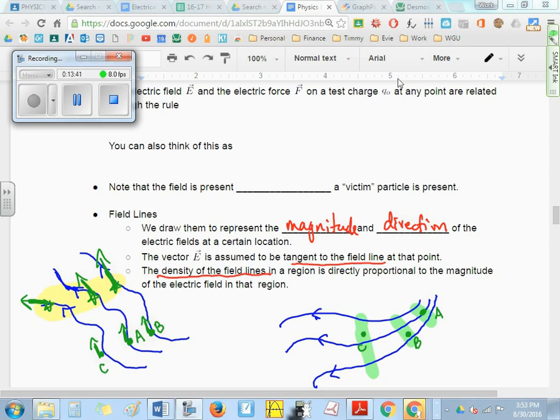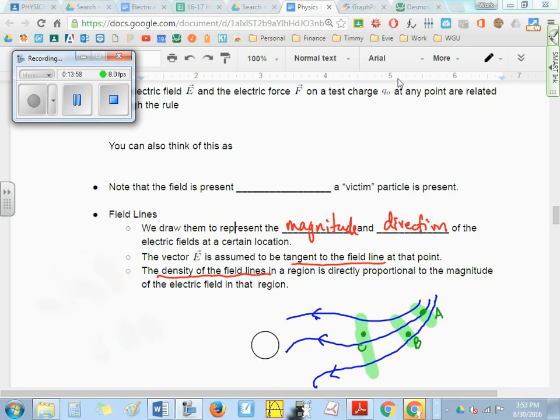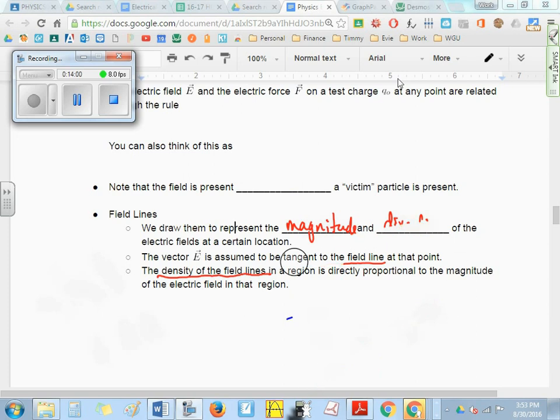And the only thing you can really do here is compare A to B or compare B to C, but you can't really say, well, A is experiencing 1 Newton per Coulomb of field, and you can't make that prediction without more information. All right? Okay, so that's first, how we draw field lines.